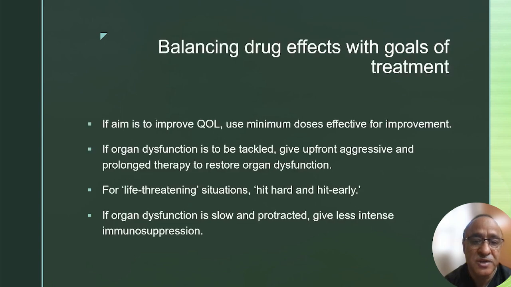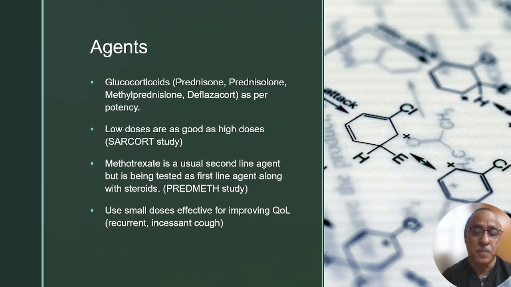So how to initiate treatment? If the aim is to improve the quality of life, use minimum doses effective for improvement. And if the organ dysfunction has got to be tackled, we give upfront aggressive and prolonged therapy to reduce organ dysfunction. For life-threatening situations, the dictum is hit hard, hit early. If organ dysfunction is slow and protracted, we might be required to give less intense immunosuppression for a prolonged period of time. And the agents that we use generally are the glucocorticoids in equipotent doses: prednisone, methylprednisolone, deflazacort.